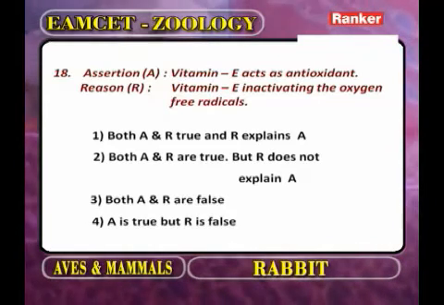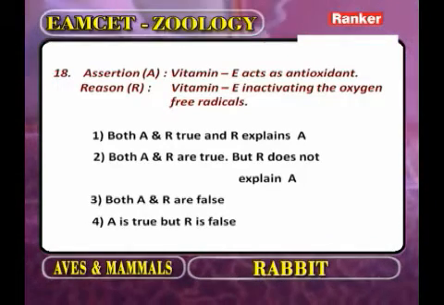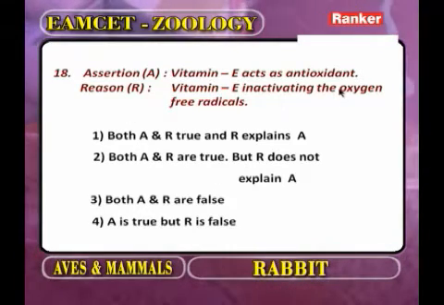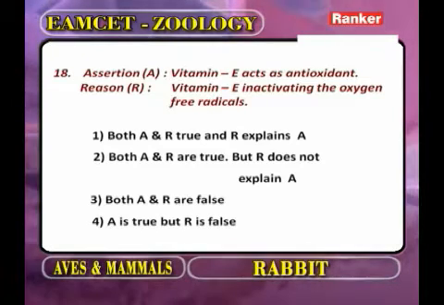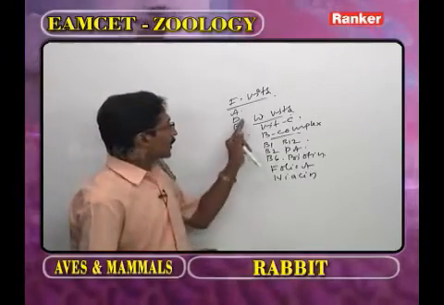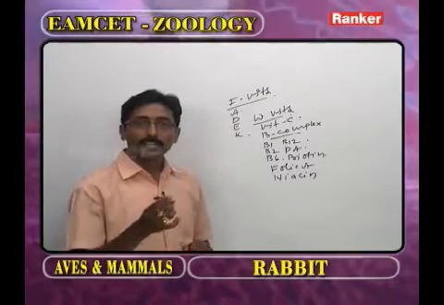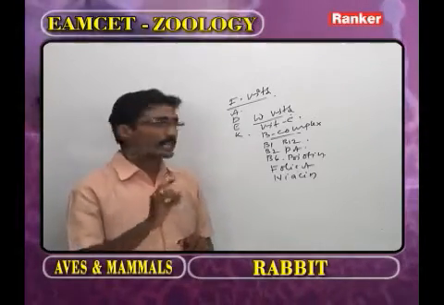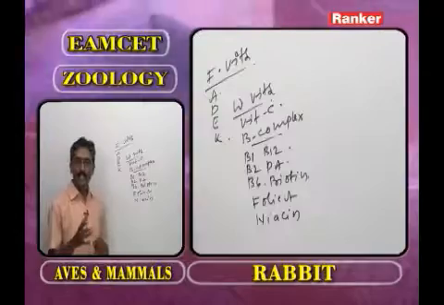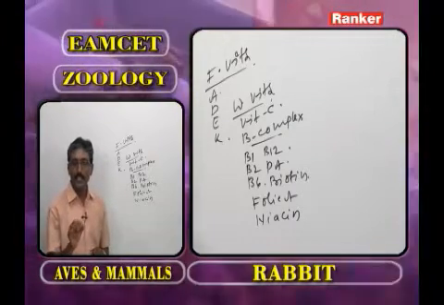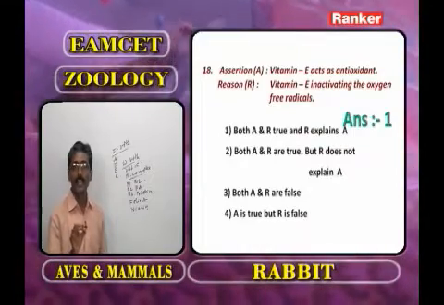Vitamin E acts as an antioxidant. Reason: vitamin E inactivates the oxygen free radicals. We have an idea regarding vitamin A. It is called the anti-xerophthalmic vitamin. What about vitamin D? Anti-rachitic vitamin. And vitamin E is called anti-sterility. And vitamin K is called the anti-hemorrhagic vitamin. Now here, what is the question? Vitamin E acts as an antioxidant.